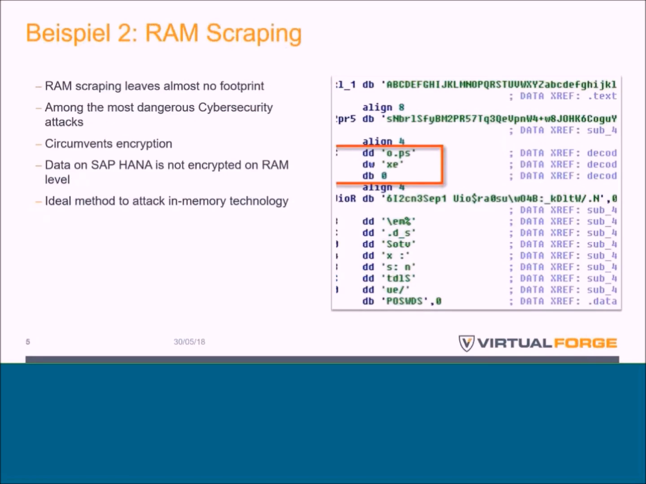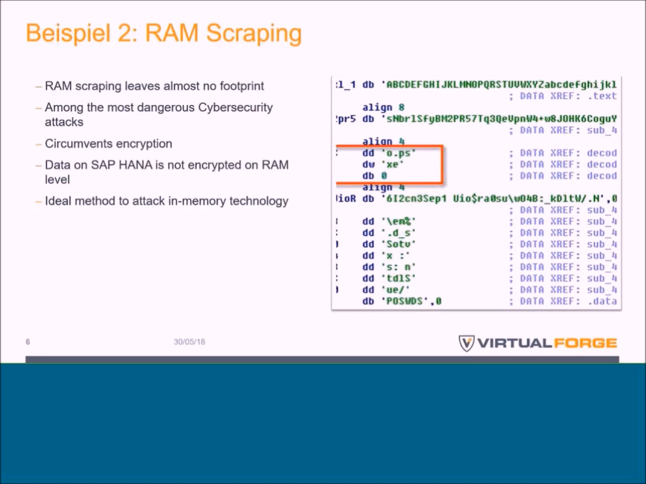The second example I want to mention is something which is unique, not unique to HANA, but unique to in-memory technologies. And I must admit we haven't at least seen that sort of attack on a HANA system yet, but it's definitely possible. And that attack method is called RAM scraping.